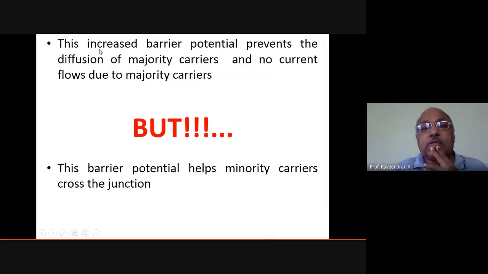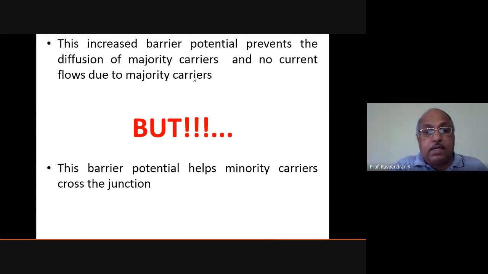Understand? So the increased barrier potential prevents the diffusion of majority carriers. There are no majority carriers possible there because the depletion region has been widened due to the application of a reverse potential. That is why there is no current flow through the PN junction, no current flow due to any majority carriers, because the depletion region has now widened due to the application of the reverse potential across the PN junction.